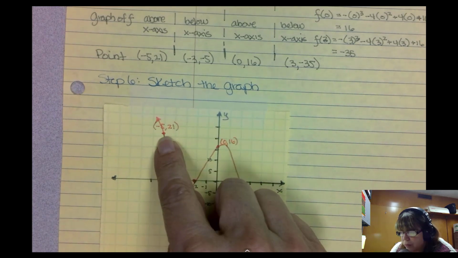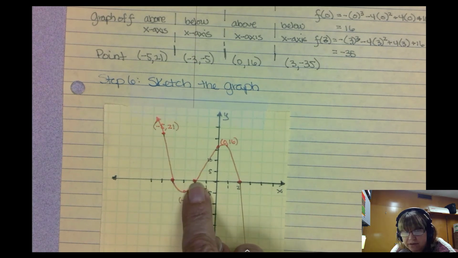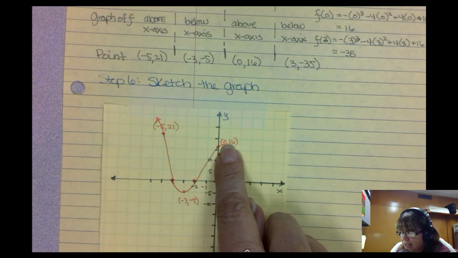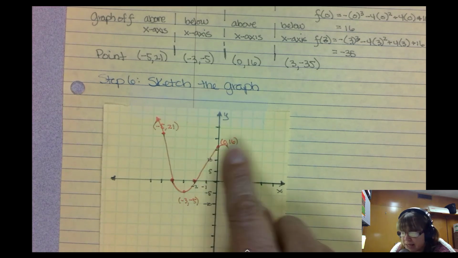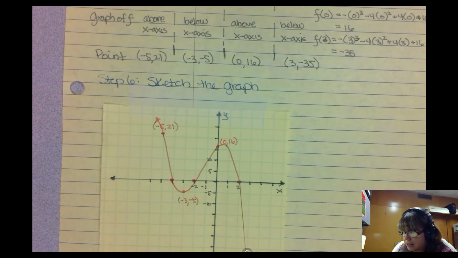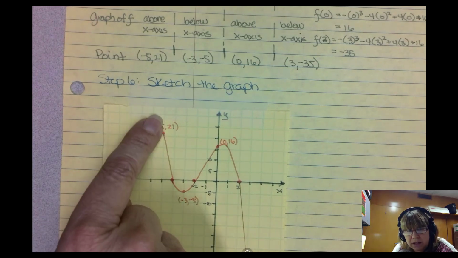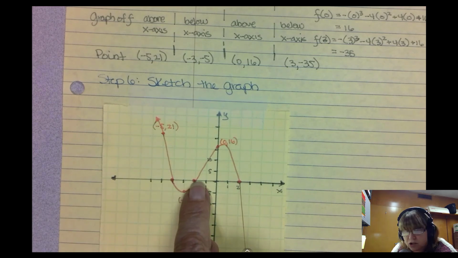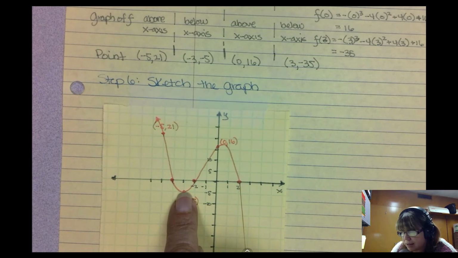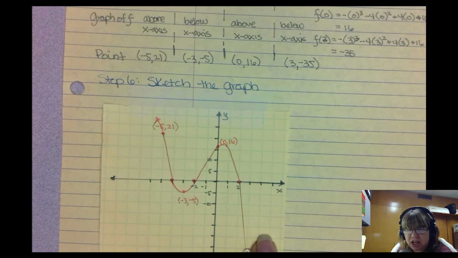Negative 5, 21 is up here. Negative 3, -5 is down here. My zeros are already on the graph. 0, 16, remember that's my y-intercept. I have another x-intercept. And remember, way down here is 3, -35, and everything below that is going to be negative. Looking at my end behavior, I was going off to infinity. The only way I could get back to my zeros was to hit a turning point. I have some turning point up here, and I come back down. This is the sketch of my graph.